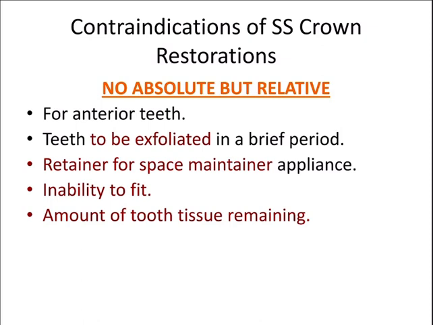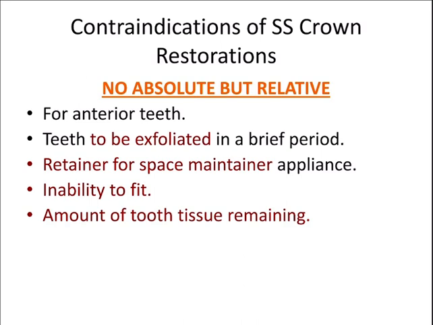And the amount of tooth tissue remaining. If there is no sufficient crown remaining, you can do a build-up. A core build-up can be done using a GIC and then give a crown. It is a relative contraindication. If there is no sufficient crown structure, you can even go for extraction also.